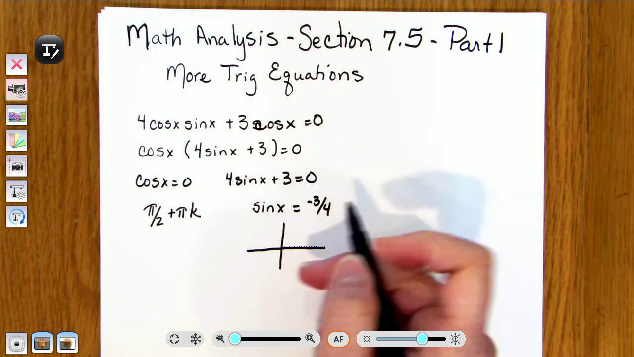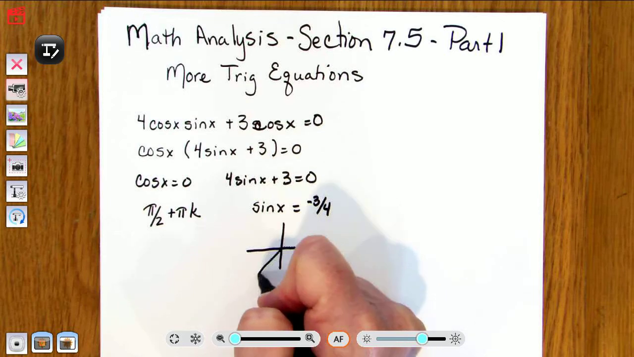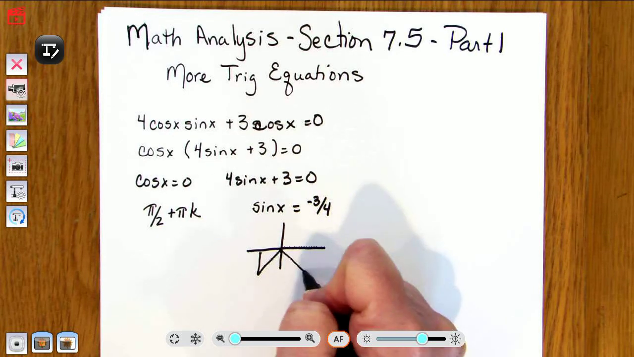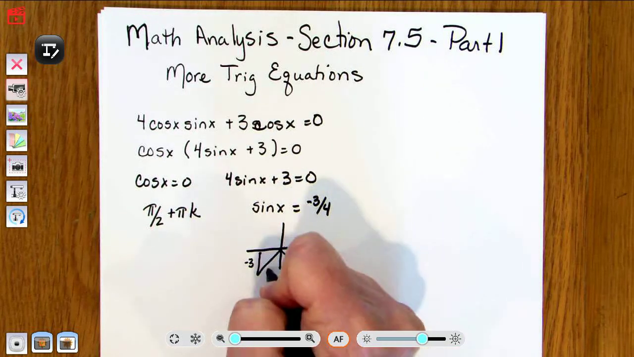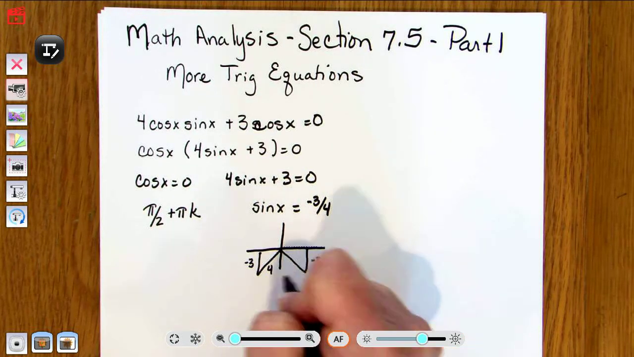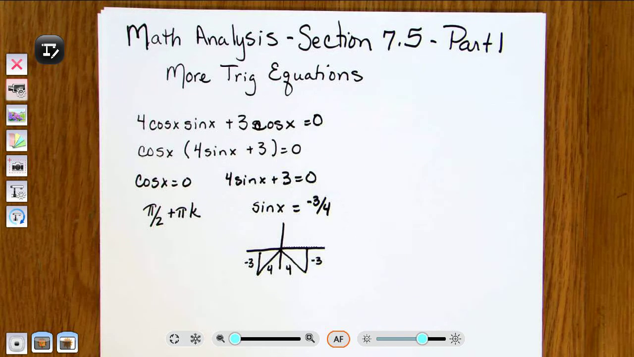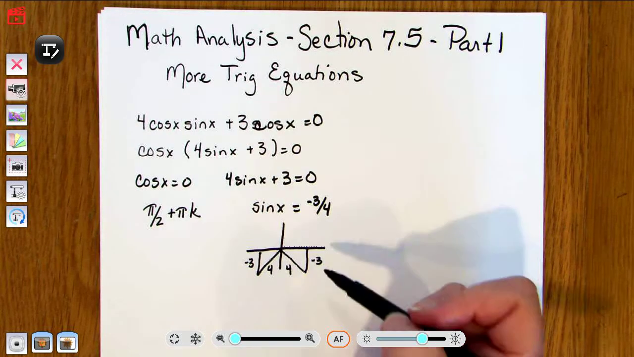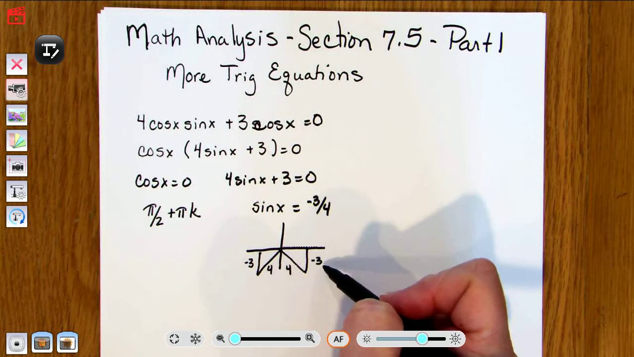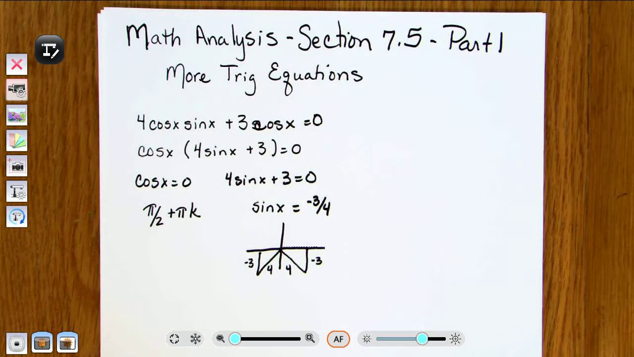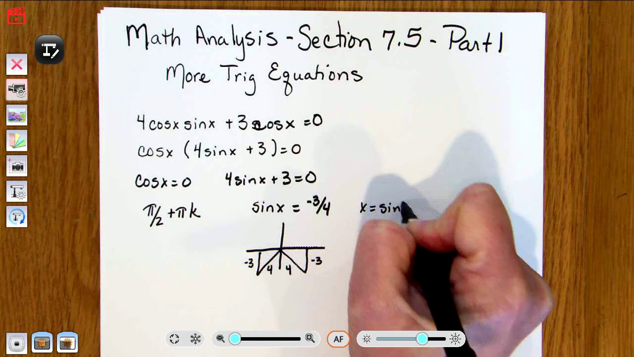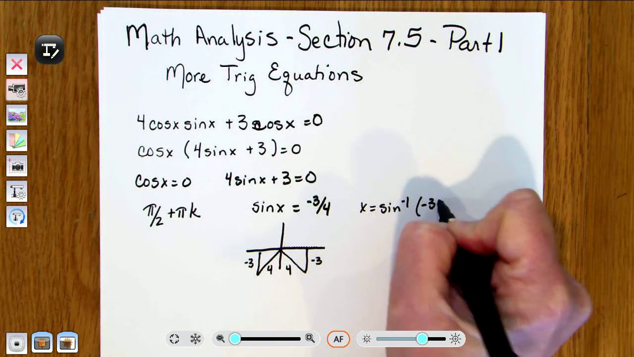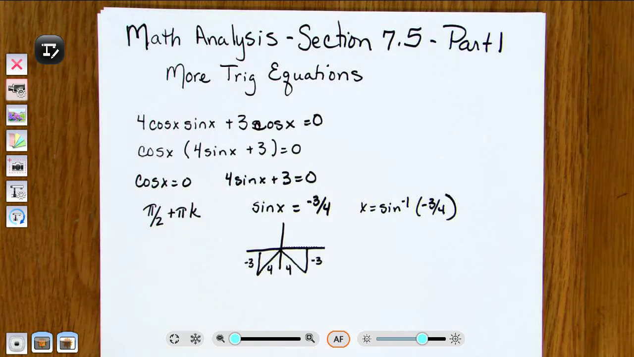Sine is negative in the third and the fourth. So negative 3, 4, negative 3, 4. This is not my 3, 4, 5. It would be 16 minus 9. So it is not one of those triangles I know. So I would have to do an inverse sine to come up with my value.